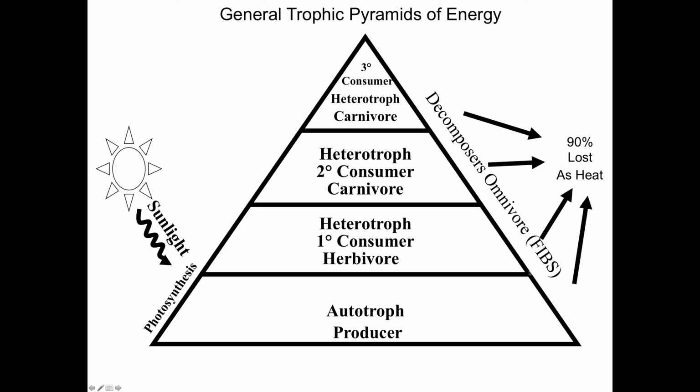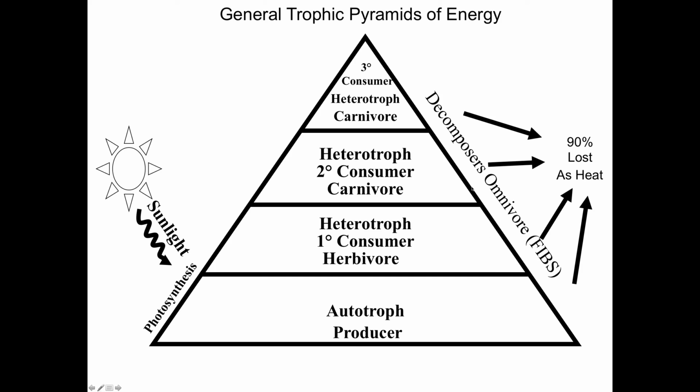Working at every single level of this trophic pyramid are decomposers. We call these guys omnivores because they eat both plants and animals. And I use this term FIBS to represent our decomposers. F stands for fungus, I stands for insect, B stands for bacteria, and S stands for scavenger. So FIBS is just basically a mnemonic device to help me remember every single type of decomposer.